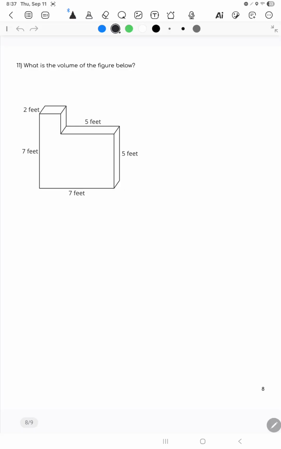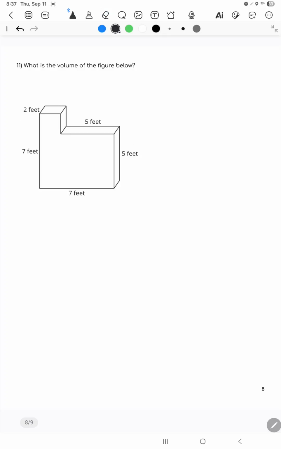What is the volume of the figure below? The most common error I'll see with this problem is that kiddos will just multiply all the numbers together. But remember, we only multiply length times width times height. And this is not a rectangular prism. This is actually a combination of 2.